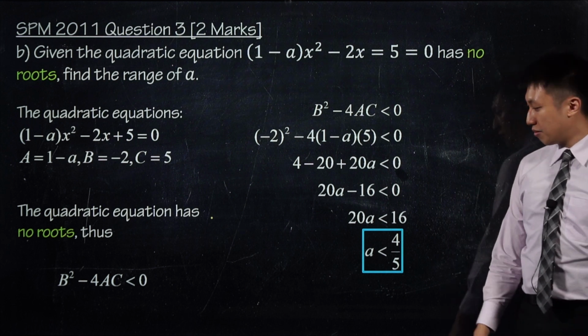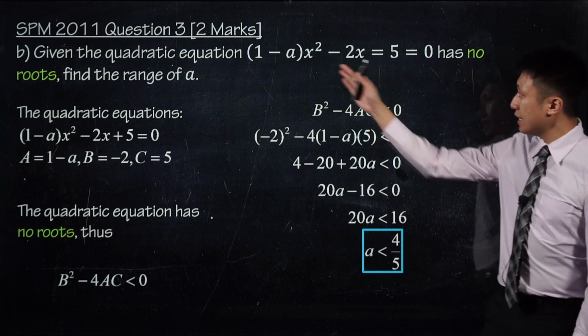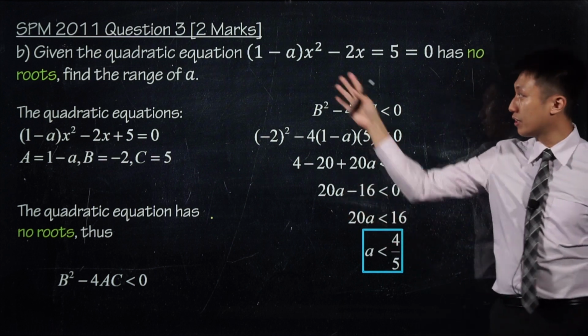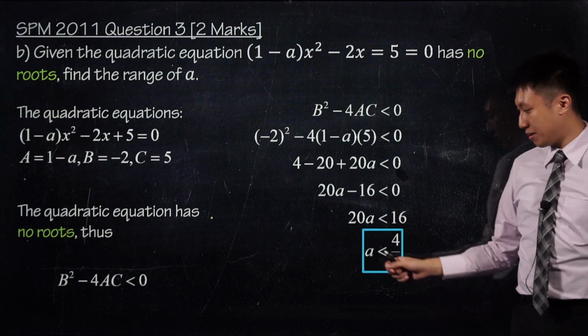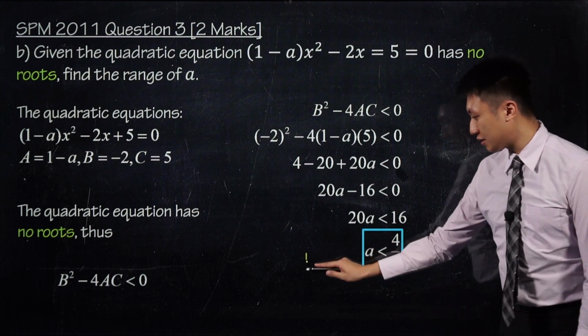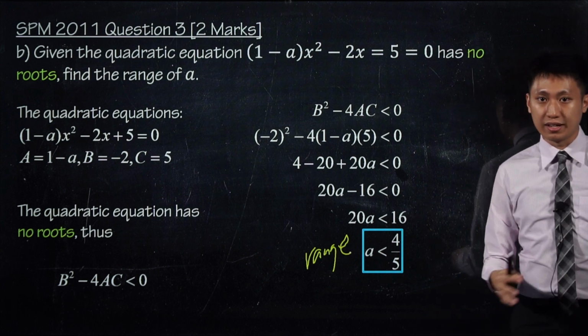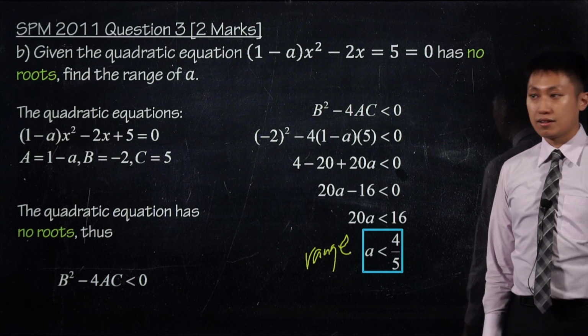So what does it mean? It means that when my value of a is less than 4 over 5, then this quadratic equation has no root. This quadratic equation has no real root. Okay, that's what I mean by the range. So this is the range, because it's not one value, it's a certain range of it. Okay, next.